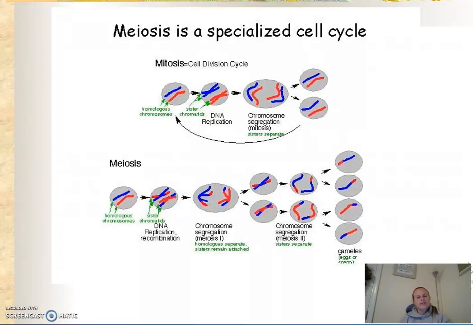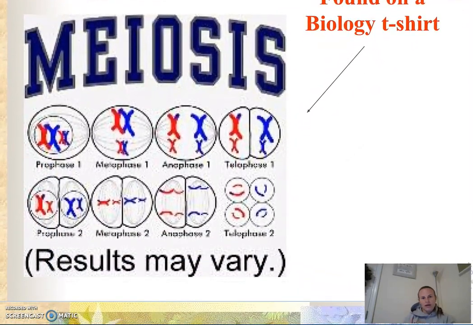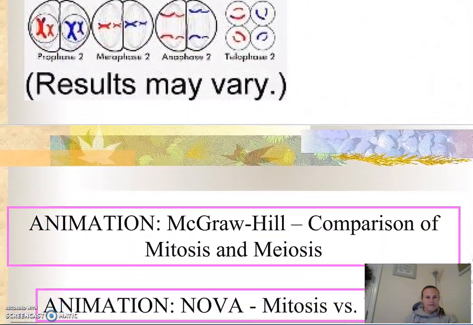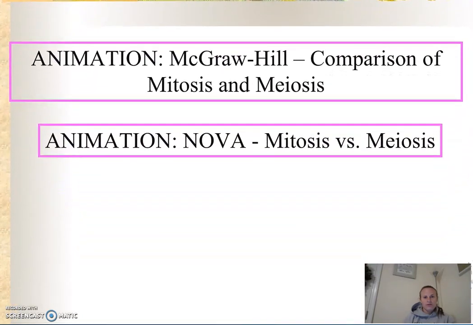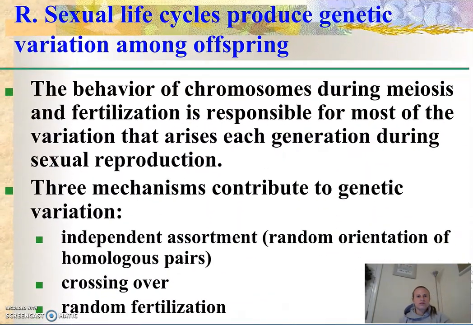We left off last time comparing and contrasting mitosis and meiosis. This is another great image that shows the differences and similarities between mitosis and meiosis. This is a really cute little t-shirt about meiosis. And these are two additional animations that you can use as resources when asked to compare and contrast mitosis and meiosis. So sexual life cycles, such as meiosis, produce genetic variation among offspring.